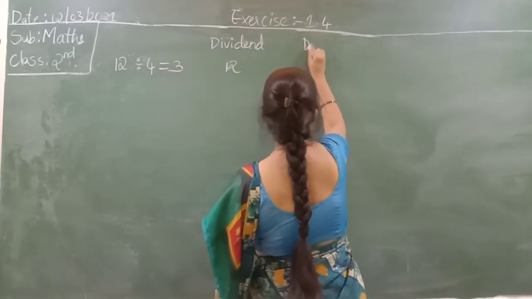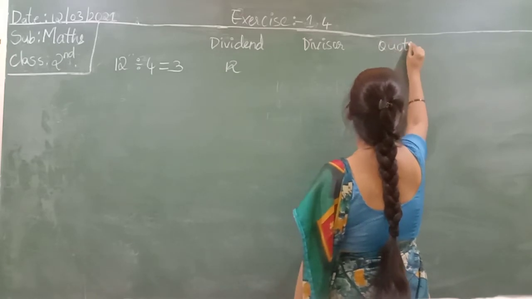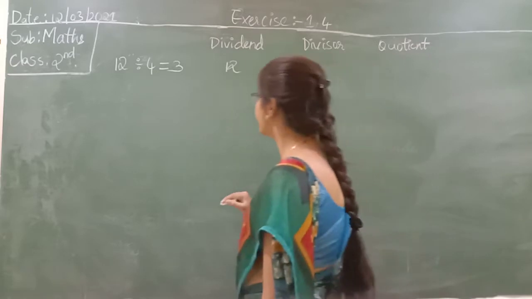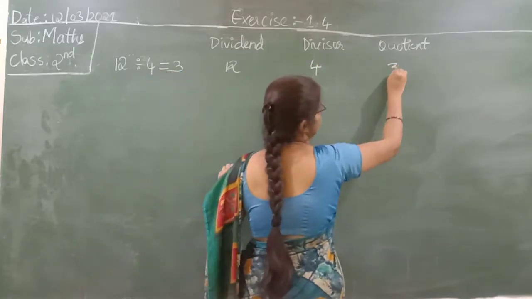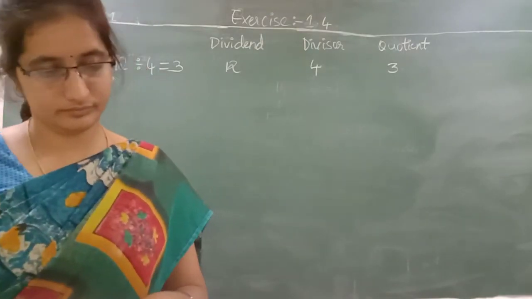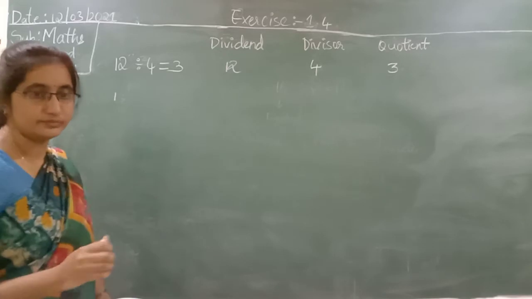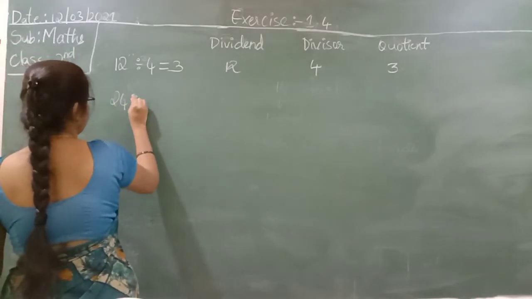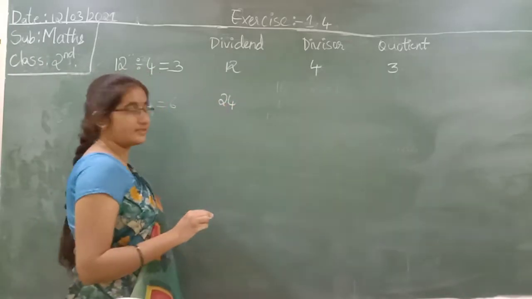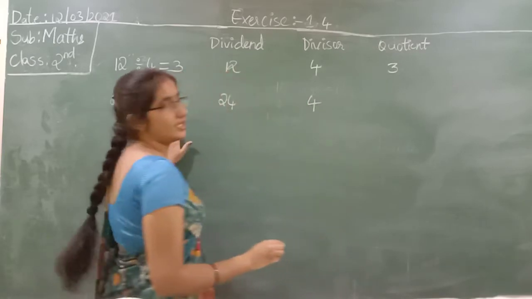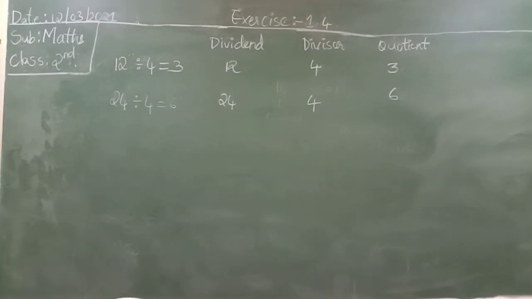Next, the divisor and quotient. What is the divisor here? Which number is dividing? 4. And what is the answer? 3. You must remember these terms. Next one I will do: 24 divided by 4 equal to 6. What is 24 here? Dividend. What is the divisor? 4, the number which is dividing. What is 6 here? Quotient. The remaining ones you do by yourself as homework.